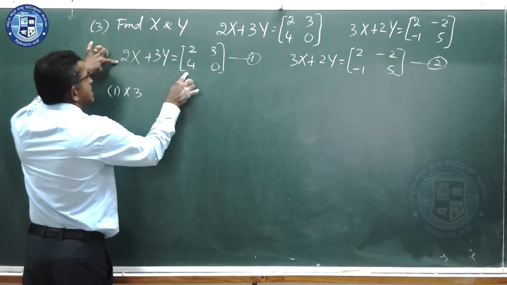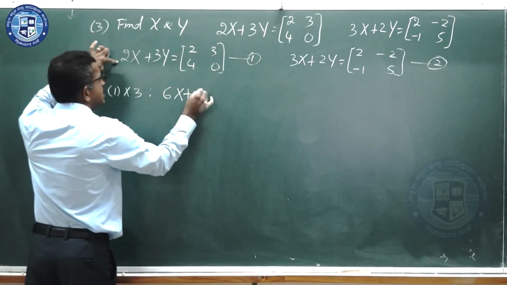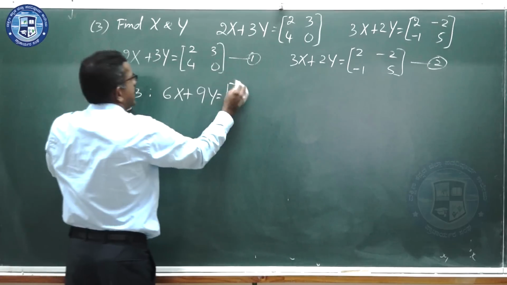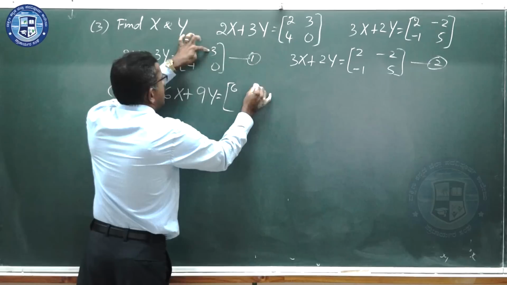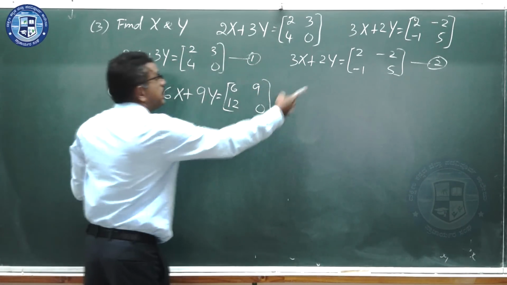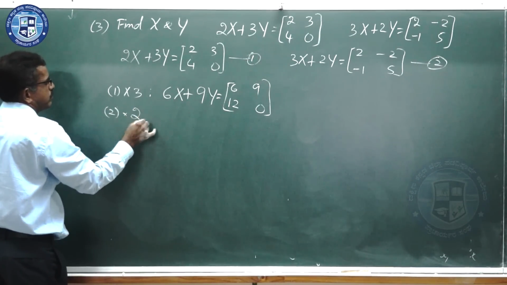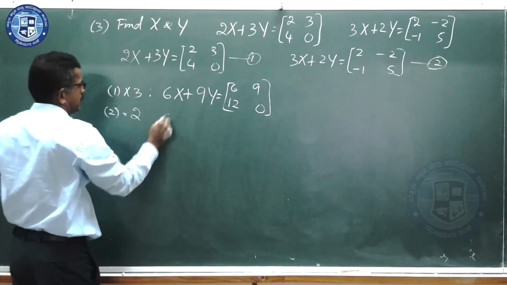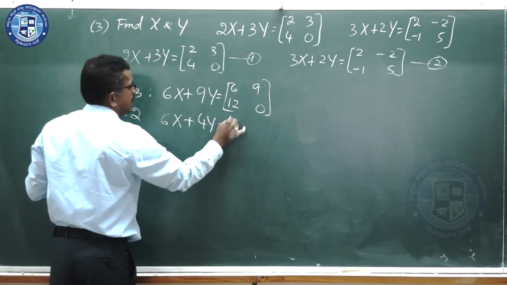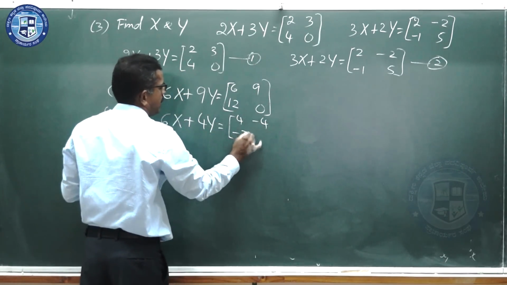What do you get on multiplying the equation by 3? It is 2 into 3, 6x plus 9y, equal to, multiplying each element by 3, 6, 9, 12, 0. Multiply the second equation by 2. So we have 3 into 2, 6x plus 2 into 2, 4y, equal to, multiplying all entries by 2, 4, minus 2, 10.